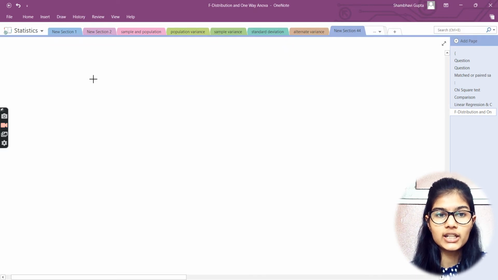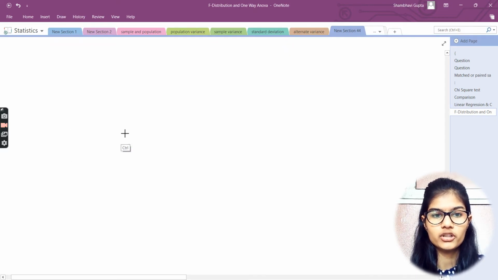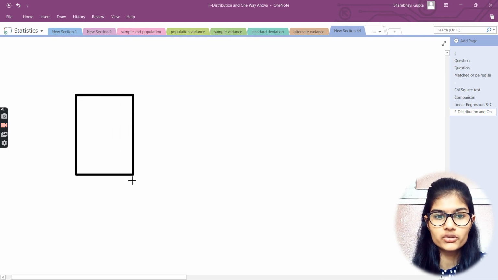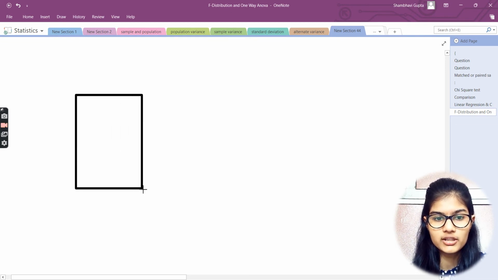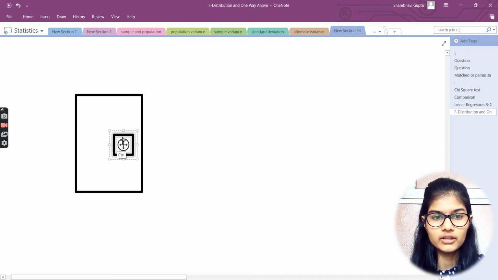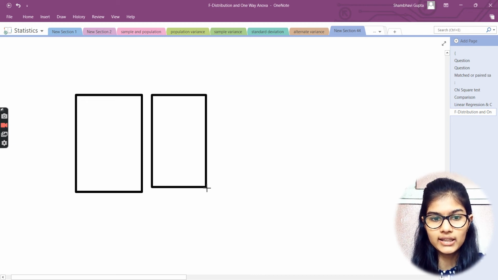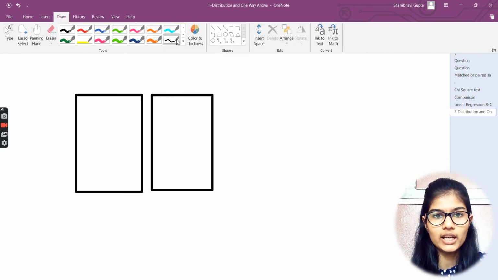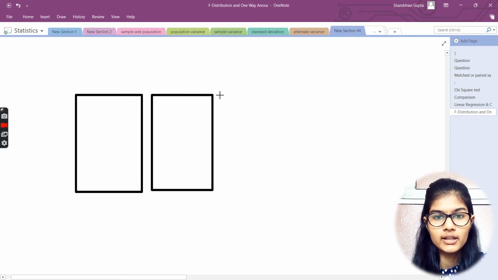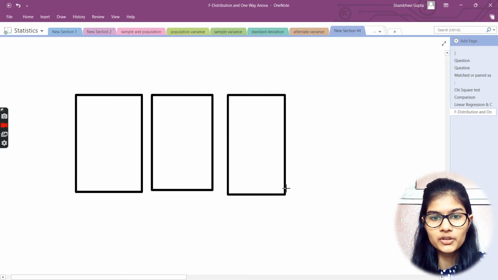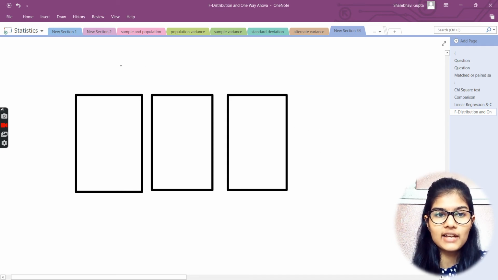So let me quickly take out a color and let me draw three boxes at this particular place, somewhat like this. This one goes as the first one. So here goes my second box as well. And let me quickly draw one more box right here. And here goes the third box for me. So all three boxes I have simply made.